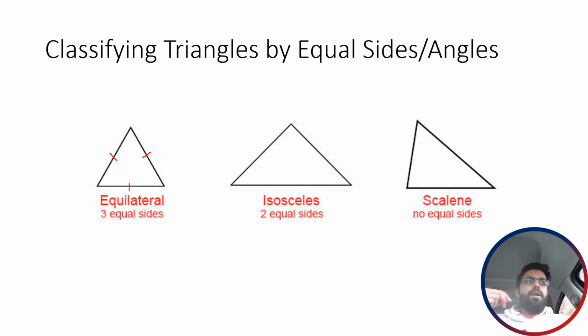to problems going forward. So equilateral triangles, all three sides are the same length and all three angles are the same size as each other. So like that, that, and that. Those are all the same, those angles are all the same size.